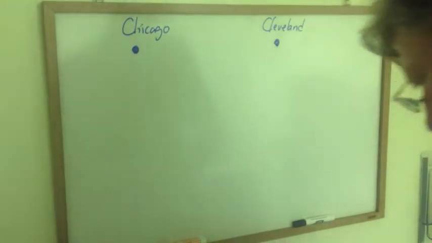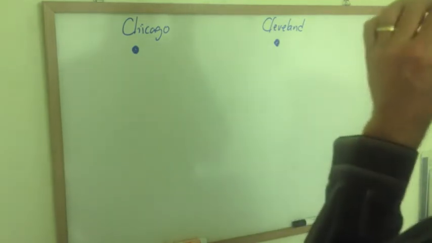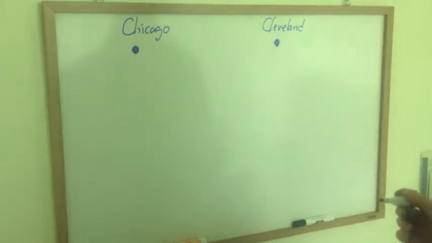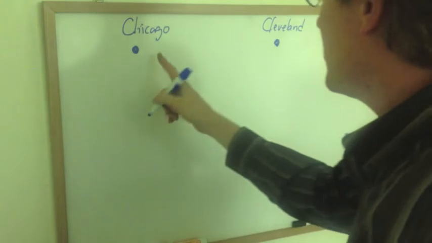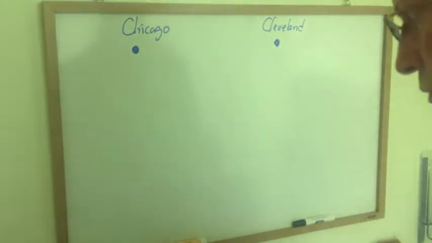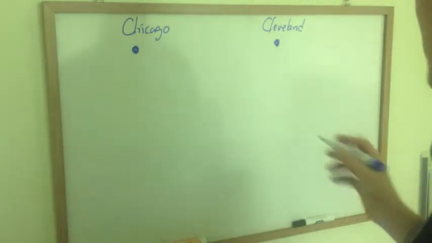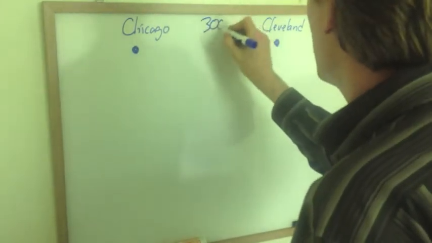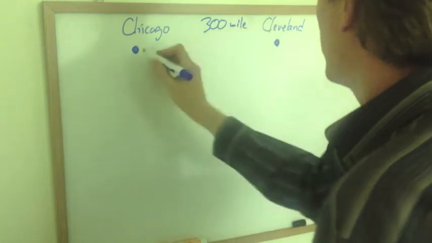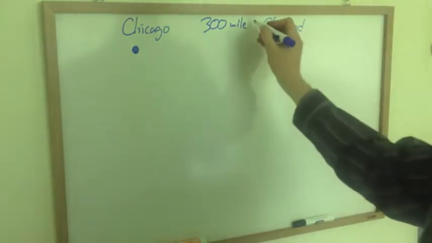This is an example slightly more complicated than the one in class. It's regarding relative motion. An airplane is flying through the wind, which itself is moving across the ground. The distance here is 300 miles between Chicago and Cleveland.